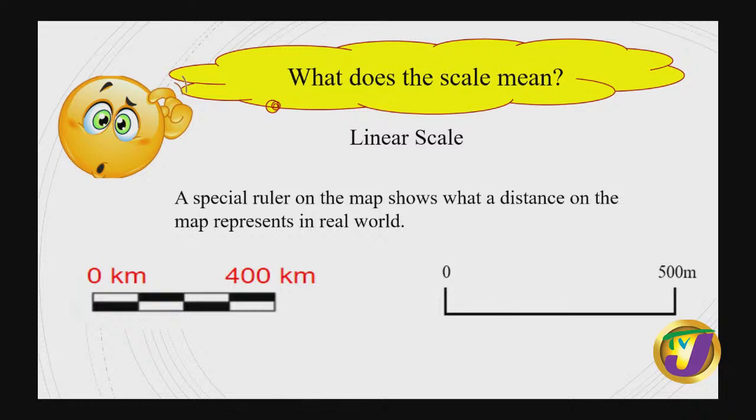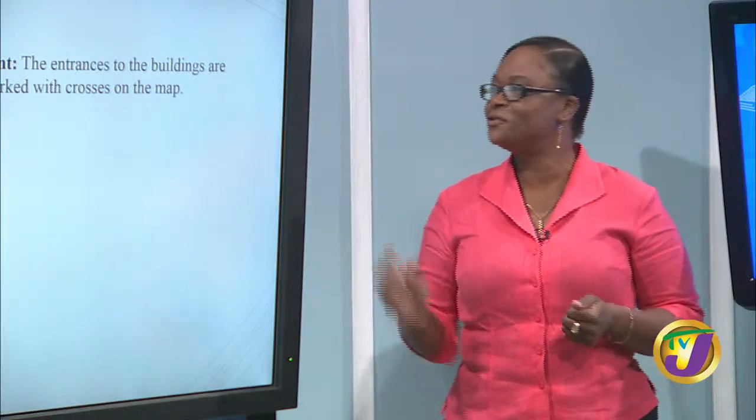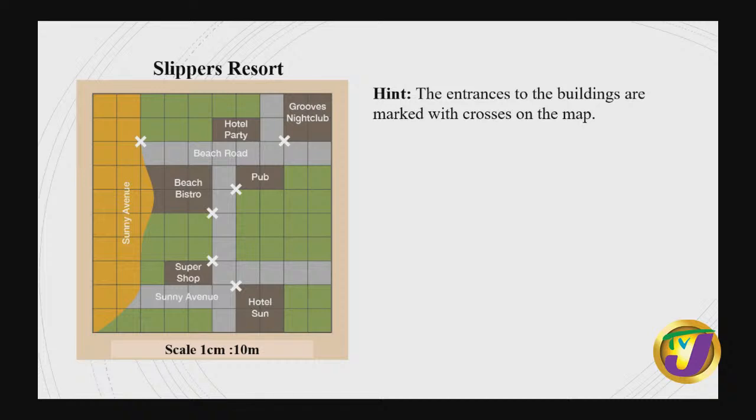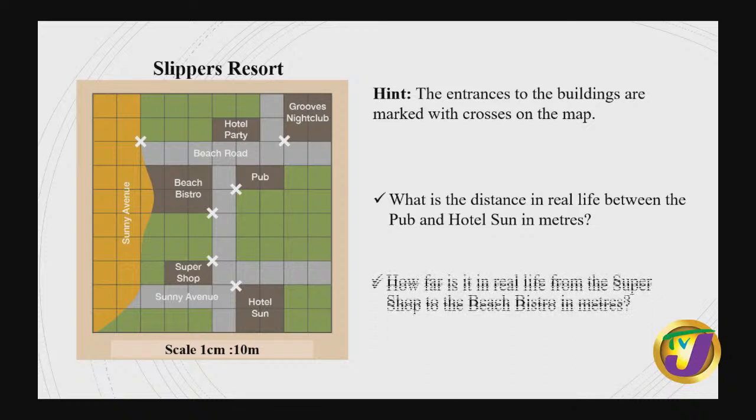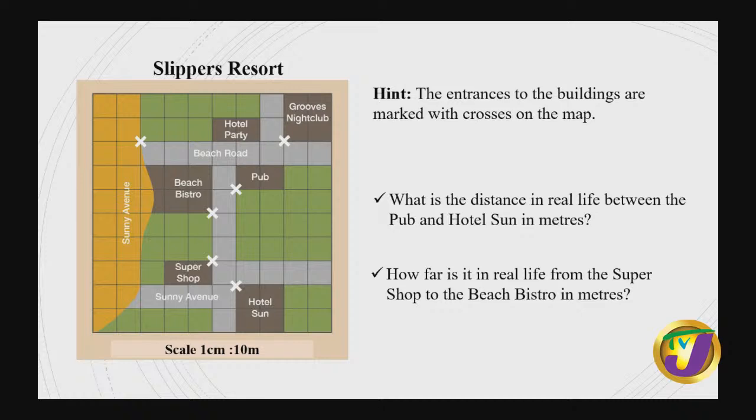So let's see how we're going to be using this information. Now here we have this resort. It's called Slippers Resort. And here's a hint: the entrances to the buildings are marked with a cross on the map. Wherever you see the cross on the map, that speaks to the entrance to the building. Good? And there are 2 questions we need to answer here. The first: what is the distance in real life between the pub and Hotel Sun in meters? And the second: how far is it in real life from Super Shop to the beach bistro in meters?